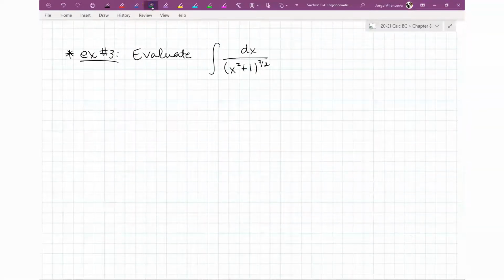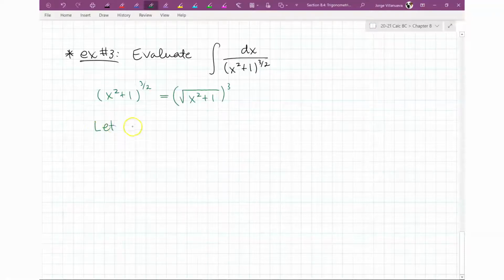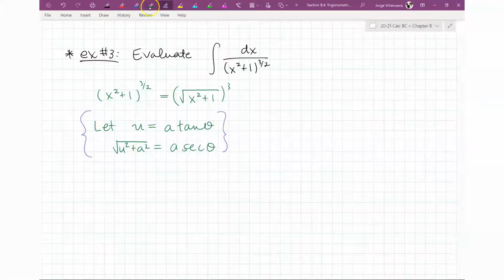Now I do want you guys to notice that x squared plus 1 to the 3 halves is the same as the square root of x squared plus 1 to the third. So that means we're dealing with the same type of function that we had in example 2, a u squared plus a squared function. It's just being cubed, but it doesn't change the way we're going to do the work. I'm going to let u equal a tangent of theta, and the square root of u squared plus a squared will be a secant of theta. Now just so we can see, our u term is x, and our a term is 1.